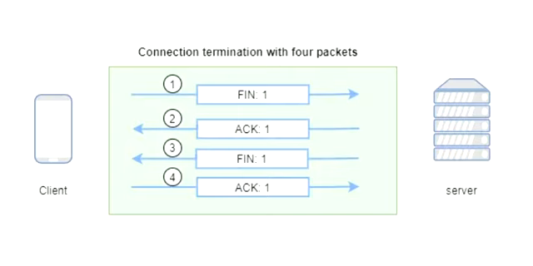The first step is the client initiates the closure. The client initiates the closure by sending a finish flag to the server. The server receives this flag and then sends an acknowledgement back to the client.